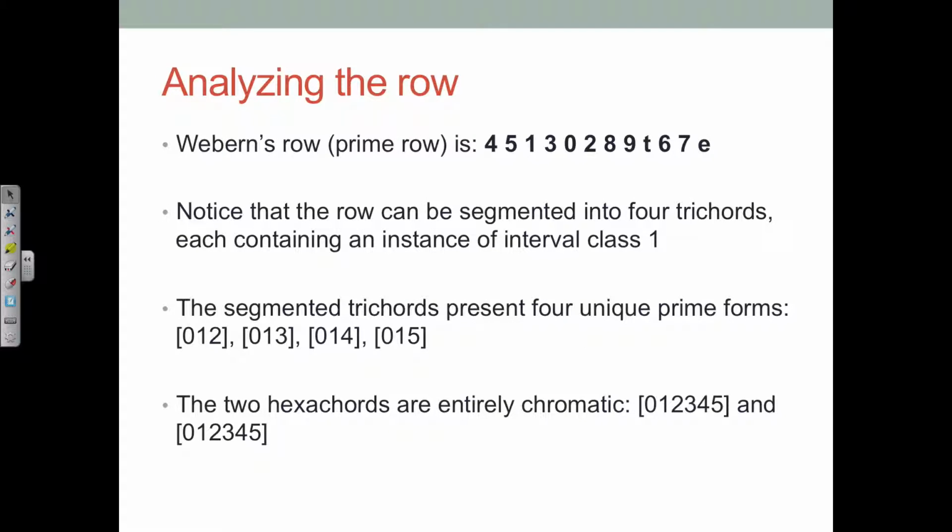Okay, so let's talk about what we do when we are working with a 12-tone row. I'm going to give you Webern's row from Opus 27, the Variations for piano. We've looked at the second movement. I'm giving it to you in integers: 4, 5, 1, 3, 0, 2, 8, 9, 10, 6, 7, and 11. You'll notice that this is our row.